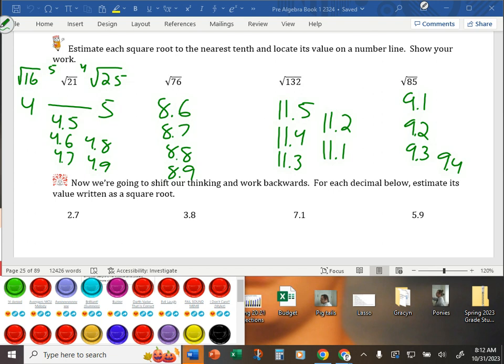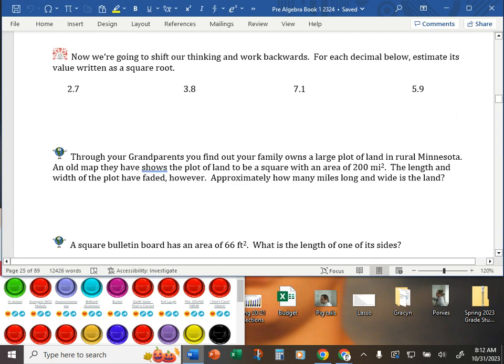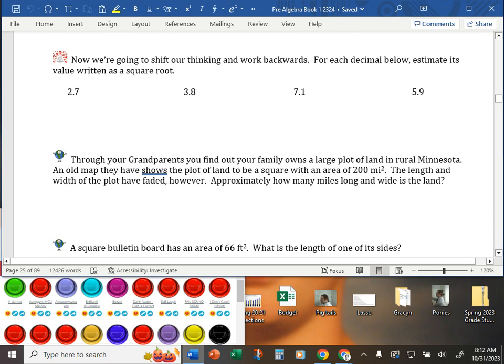Okay. So the rest of CO12 is pretty similar stuff. We've got some word problems to work on. But first we're going to start by working backwards. It says we're going to shift our thinking and work backwards. For each decimal below, estimate its value written as a square root. So normally I give you the root and you tell me the approximate decimal. In this case, I'm giving you the decimal and I want you to give me the approximate root.